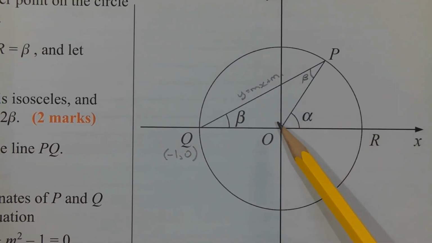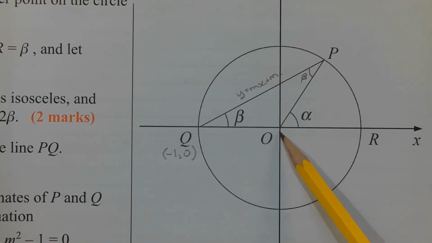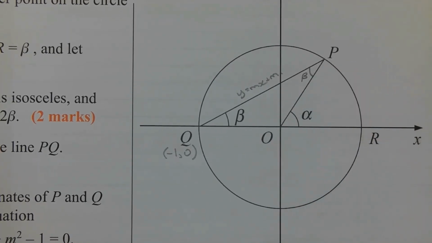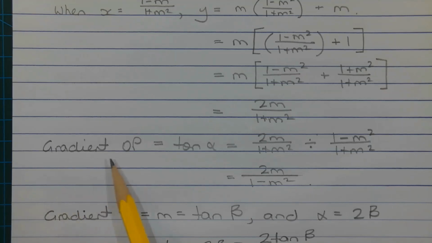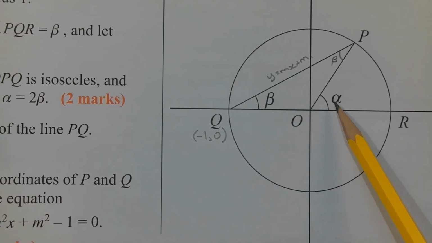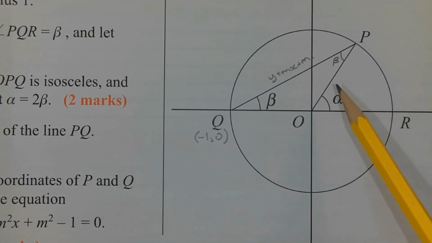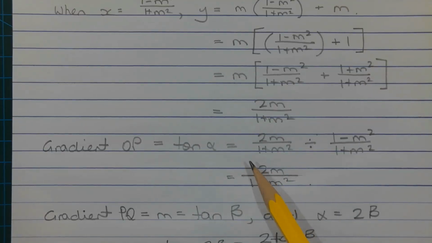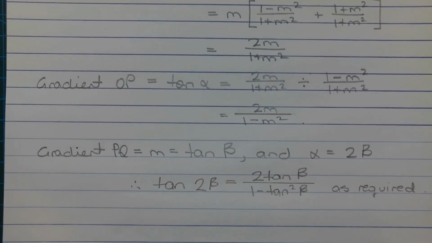Now consider gradient OP. So going back to the diagram, O is the origin with coordinates 0, 0. We now have the coordinates of P in terms of m, and the gradient of OP is equal to tan of alpha. So going back to the diagram, that's our angle of inclination, and converting that into a gradient, that's tan alpha, and that's equal to rise divided by run. So 2m over 1 plus m squared divided by 1 minus m squared over 1 plus m squared, and that simplifies to 2m over 1 minus m squared.